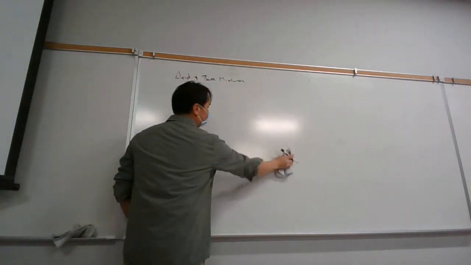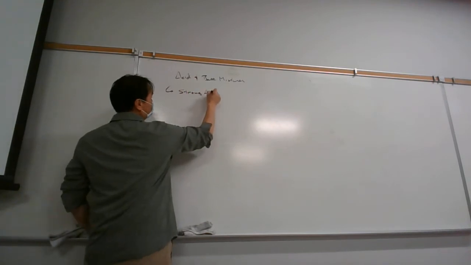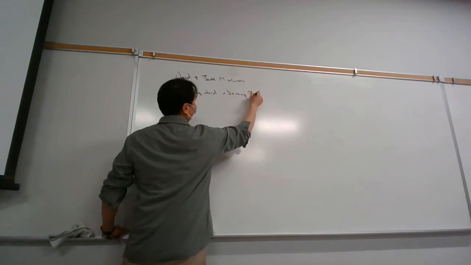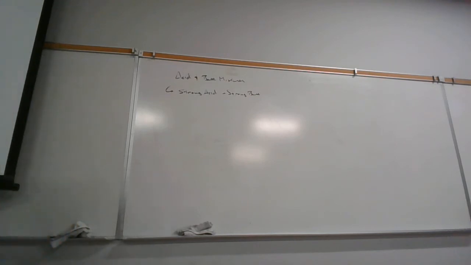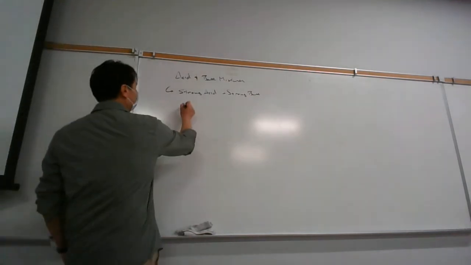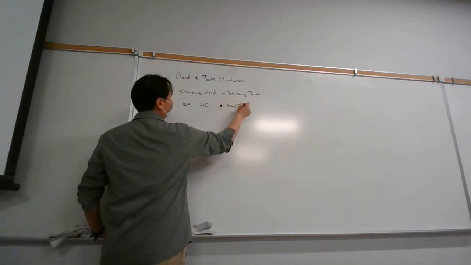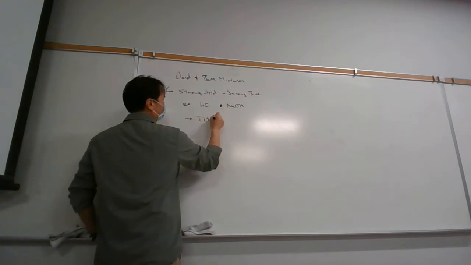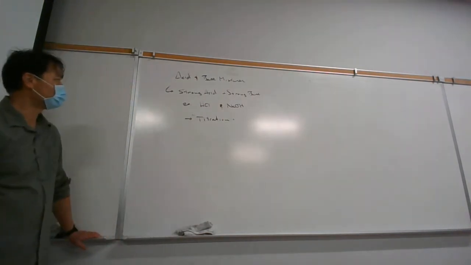The acid and base mixtures that we're going to see are going to be strong acid plus strong base. We call this an acid-base titration. This would be like HCl and sodium hydroxide. And we call that a titration. It doesn't have to be a titration, but in this chapter we classify it as a titration.